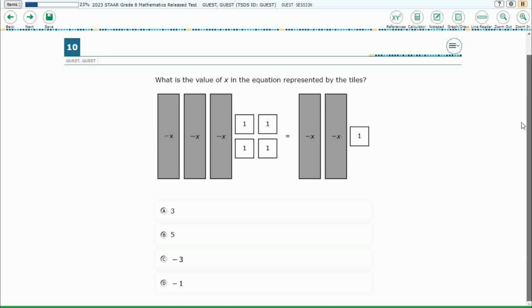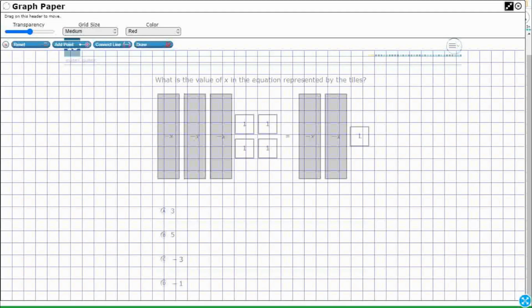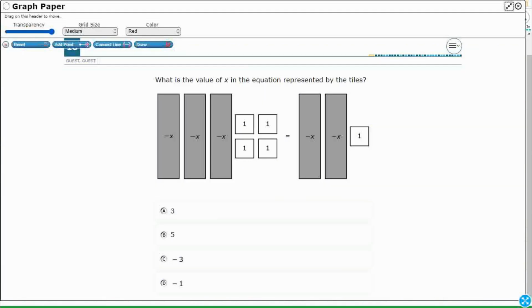So we've got these algebra tiles. First we need to translate these algebra tiles into an actual equation. Then we need to solve for x. Let's make sure we understand how these algebra tiles work. We've got negative x, and we notice these darker ones are negative, and the lighter, white ones are going to be positive.